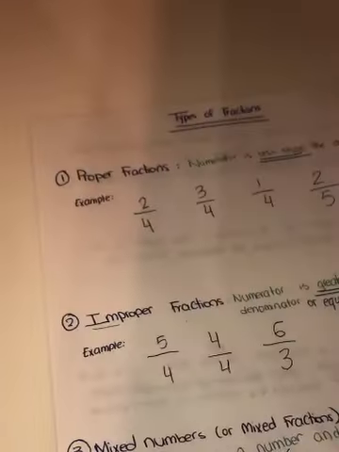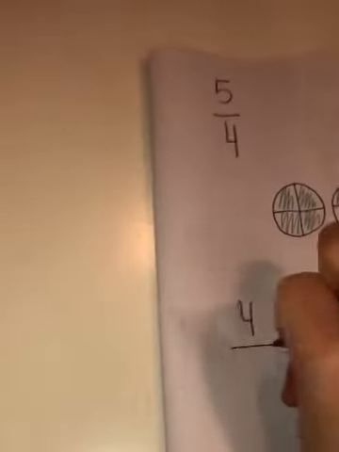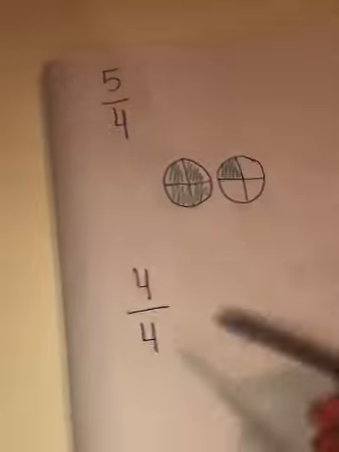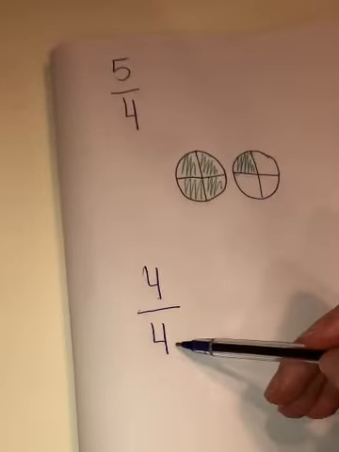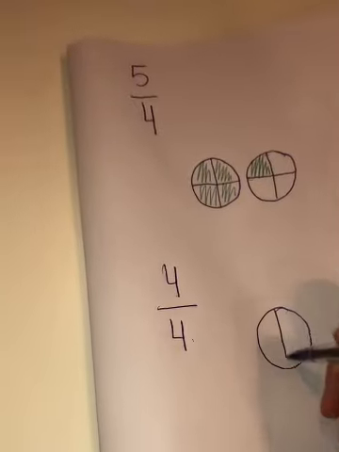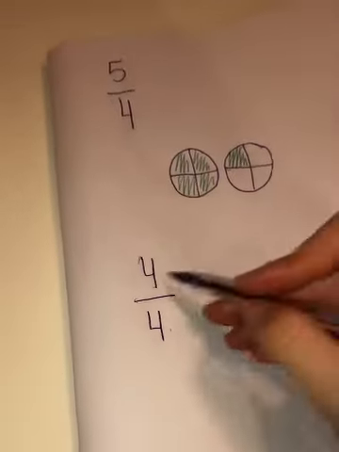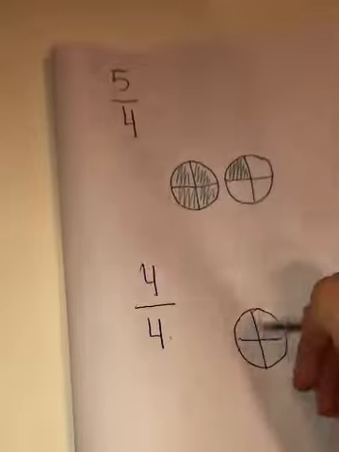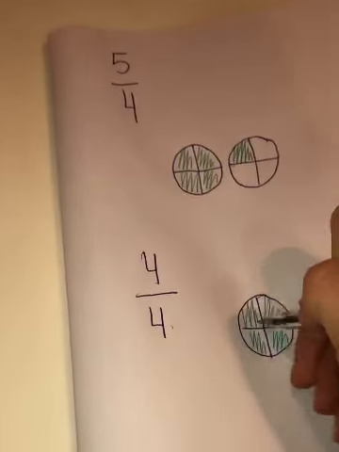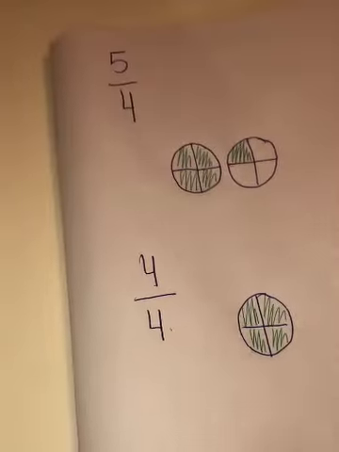Let's move on to the next example, which is 4/4. This is simple because they're both equal. So let's see. The denominator is 4. I'm going to draw a shape. I'm going to cut it into 4 equal parts. I'm going to shade 4 parts. In this case, I did not have to draw another shape because this shape already fits 4.